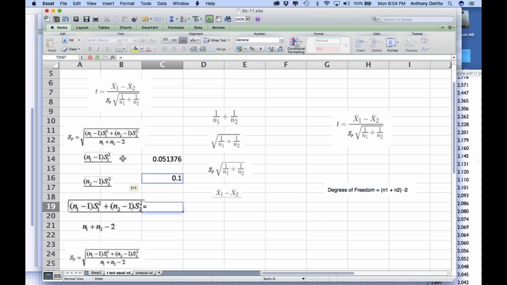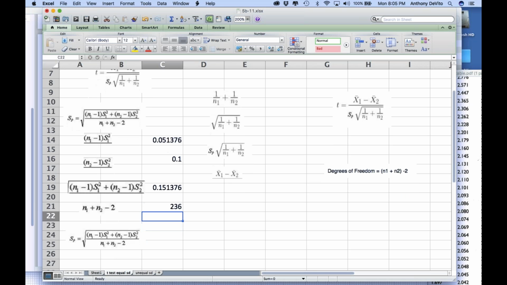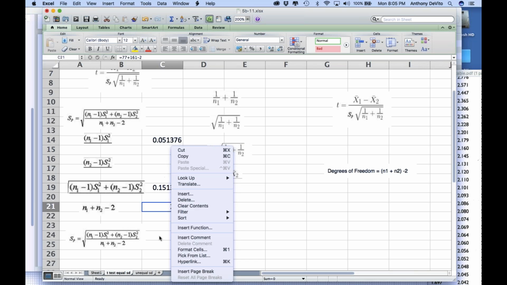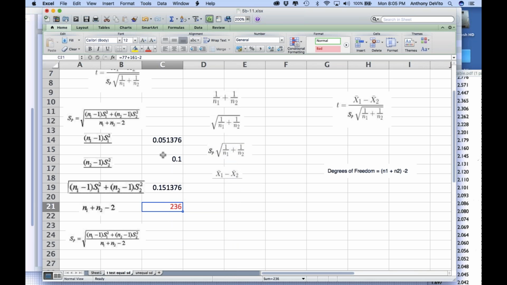Okay, so the top part here is going to be equal to those two numbers added together. In other words, it's equal to this plus this, which comes out to 0.15. Well, now I need the bottom part here. The bottom part is going to be n1 plus n2 minus 2, which is equal to 77 plus 161 minus 2. Okay, 236. So now I'm ready to do my calculation. This is the bottom of the equation, right? And this number is the top of that fraction.